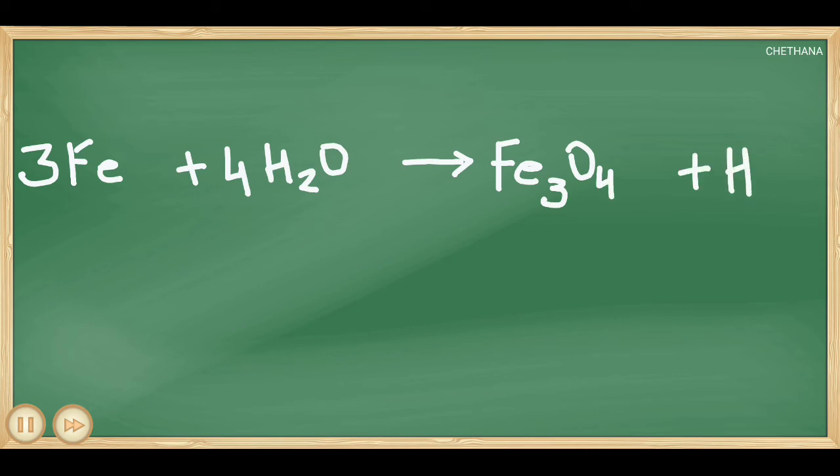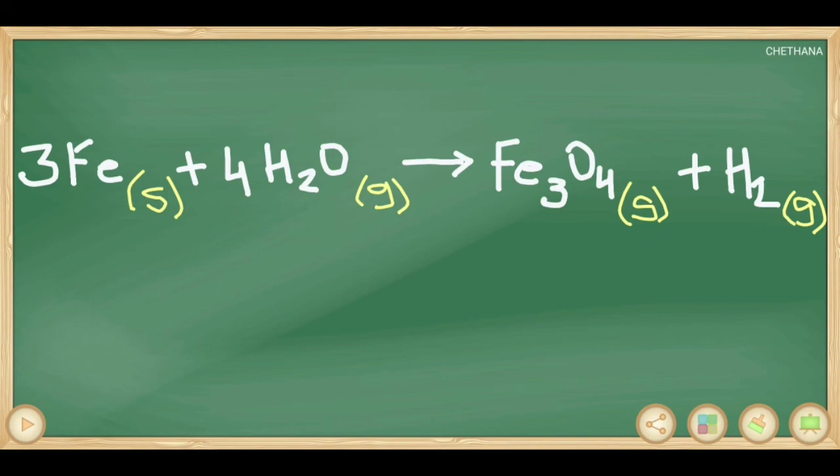So we have Fe, which is solid, H2O, which is gaseous, and Fe3O4, which is solid again, and H2, which is gas. Here, why we're saying H2O is a gas is because it is in the form of moisture or steam which reacts with iron. We get ferroso-ferric oxide, which is a black ore of iron that forms crystals and reacts with hydrogen gas.